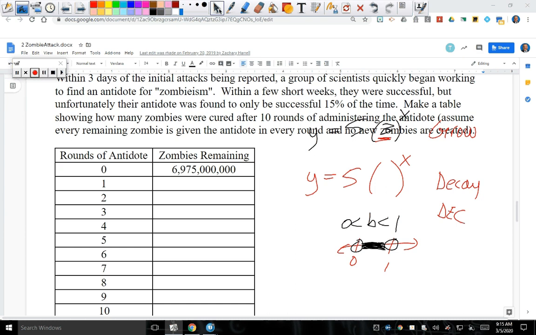Because then there's a lot going on. You have increase and decrease kind of happening at the same time, and that's calculus. Okay? So, let's start applying the antidote.